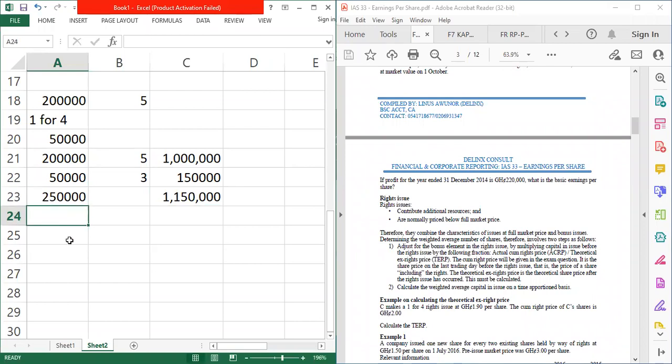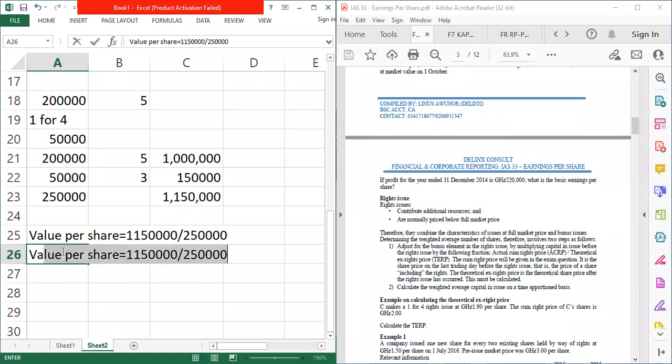Okay. If we now want to find our value per share, how are we going to find the value per share now? 1,150,000 divided by 250,000. How much are we getting? 4.6. This 4.6 is the theoretical extra price that they are talking about. This is the value of the share after the right issue. Okay. That's what they are talking about.